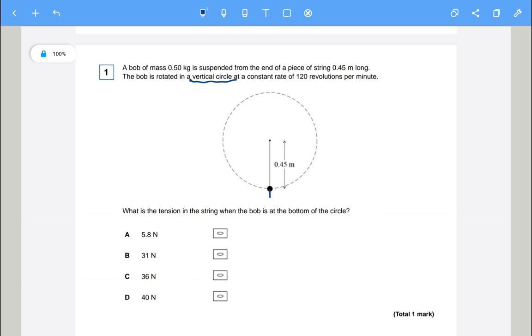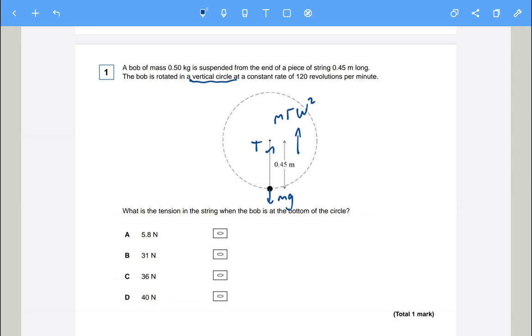So we've got a mass here, so obviously the weight, which is mg, will act downwards. You've got the tension, from the string, which will act towards the centre of the circle. And then you've got the centripetal force, which always acts towards the centre of the circle, so up. It could be mv squared over r, which is the centripetal force, but in this case I'm going to go for mr omega squared, and you'll see why shortly.